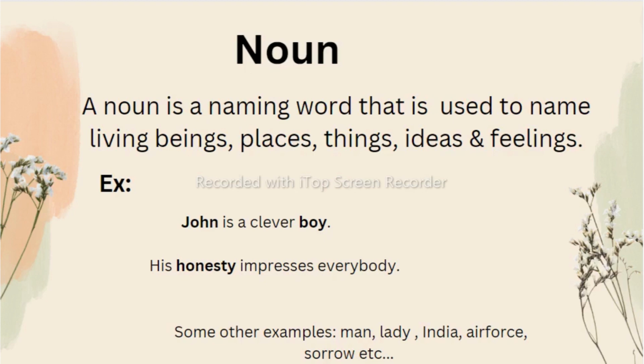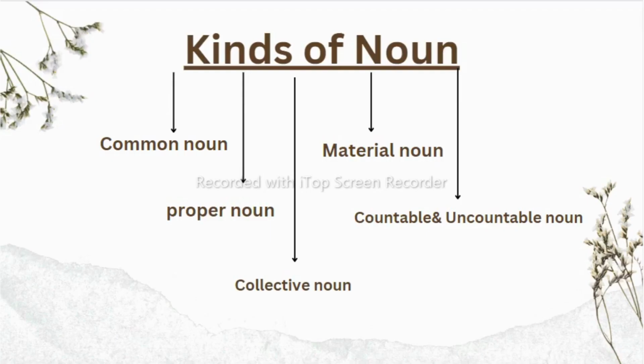What is a noun? A noun is a naming word that is used to name living beings, places, things, ideas and feelings. Let's take some examples. John is a clever boy. His honesty impresses everybody. So in the given sentences, John, boy and honesty are nouns. Some other examples are man, lady, India, Air Force, sorrow, etc. These all are nouns.